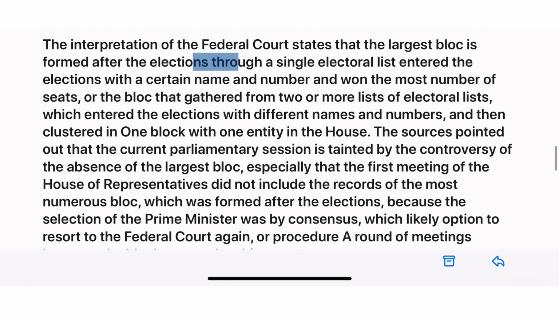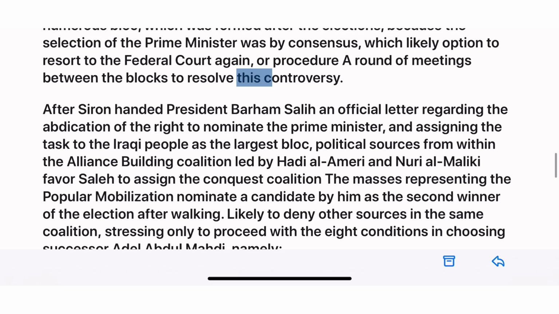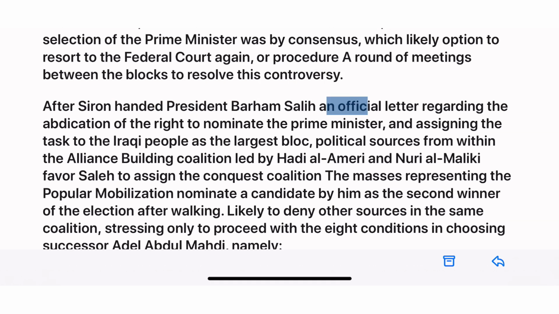The interpretation of the federal court states that the largest bloc is formed after the elections through a single electoral list that entered the elections with a certain name and number and won the most number of seats, or the bloc that gathered from 2 or more electoral lists, which entered the elections with different names and numbers, and then clustered in one bloc with one entity in the House. The sources pointed out that the current parliamentary session is tainted by the controversy of the absence of the largest bloc, especially as the first meeting of the House of Representatives did not include the records of the most numerous bloc formed after the elections, because the selection of the prime minister was by consensus, which likely leaves the option to resort to the federal court again, or a round of meetings between the blocs to resolve this controversy.